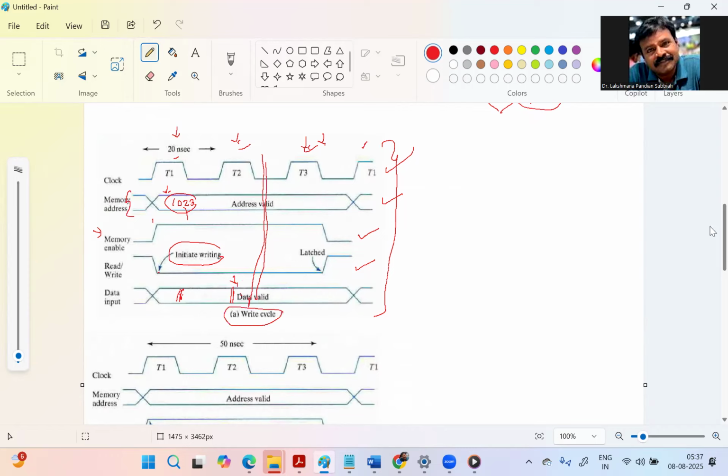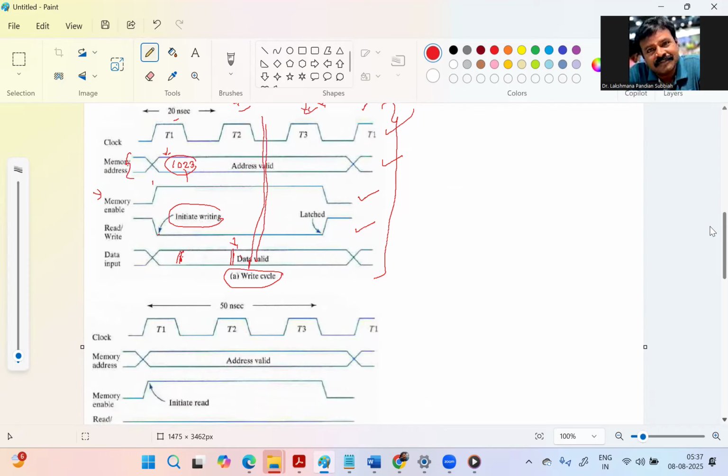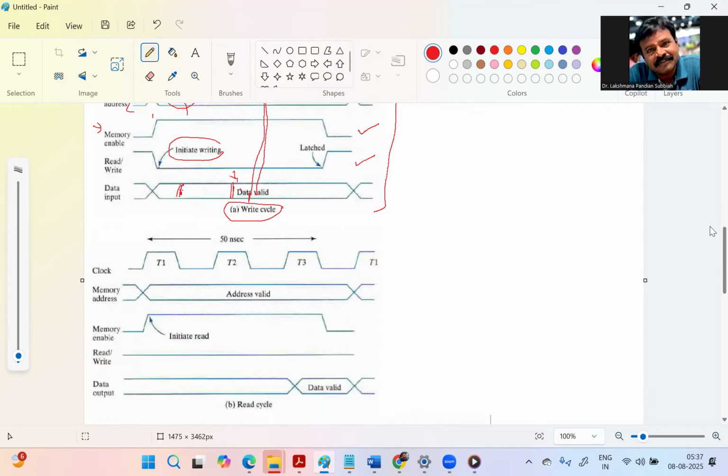In the read cycle, here we are having the same way. First we have to put the address of the location from which we want to get the data, right? You stored it now; now from the same location you want to retrieve that information. 1024 is placed here on the first clock, right? Then the next clock, and here the memory is enabled.